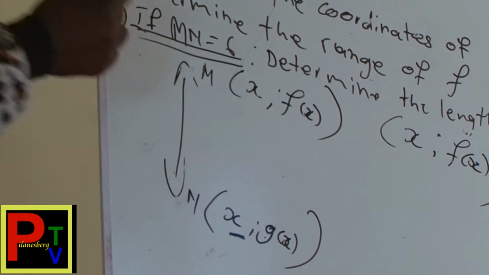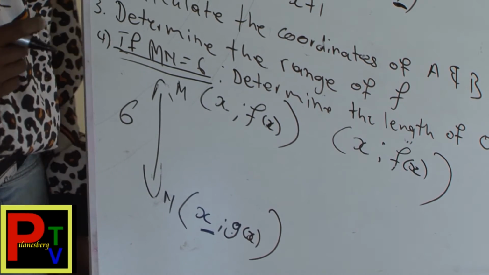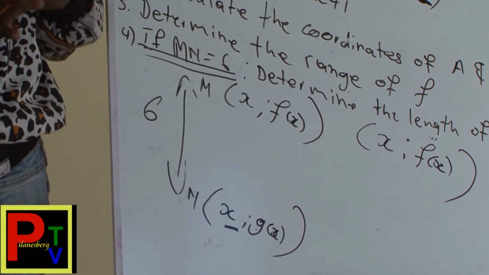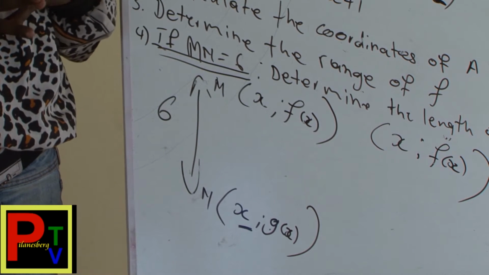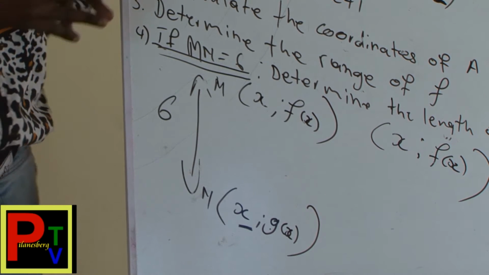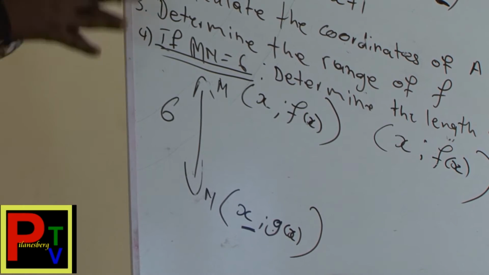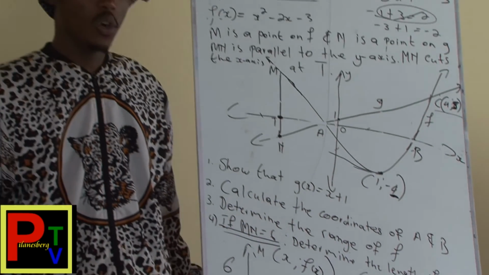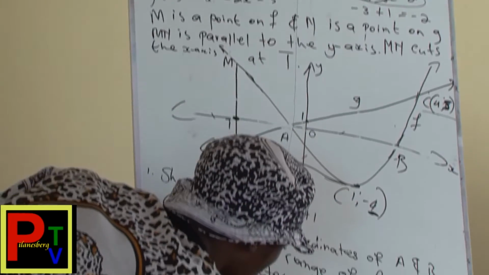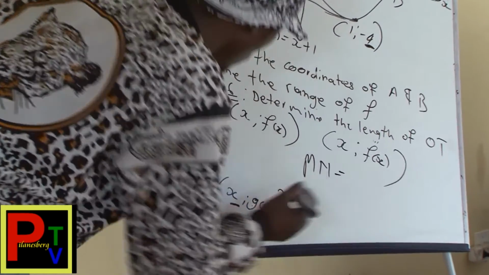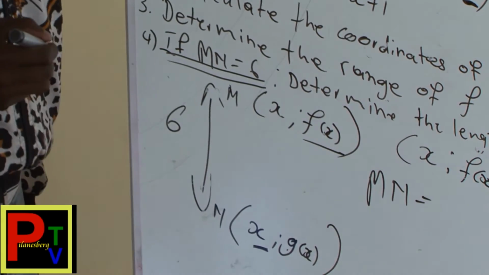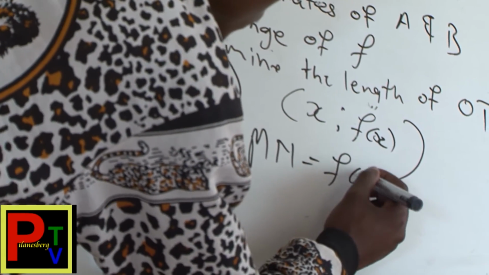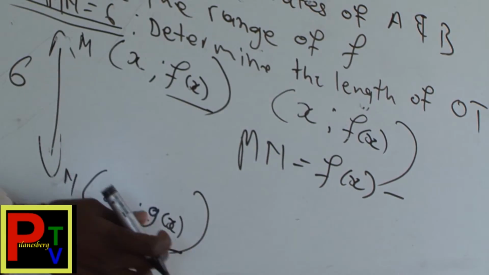How can we do these things? This is a vertical distance, and we are given 6 units. Why do we know it is a vertical distance? In mathematics, it doesn't matter how we are dealing with the numbers, you always stick to what you know. The only thing you know in a case like this, a vertical distance, is that you take the bigger y and subtract the smaller y. So do what you know. MN is equal to the bigger y, f of x, subtract the smaller y, g of x.